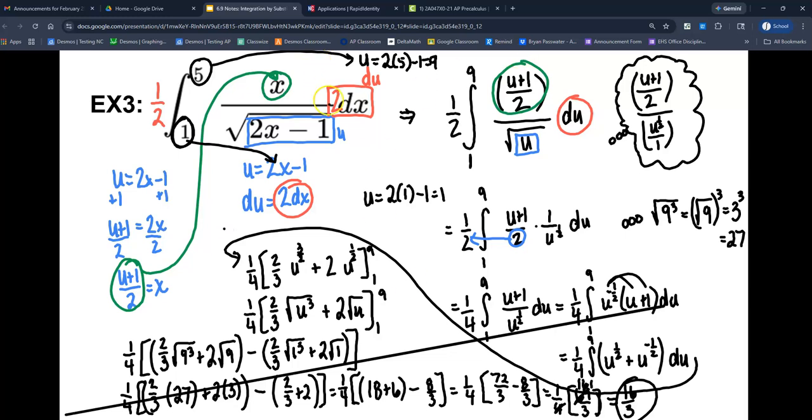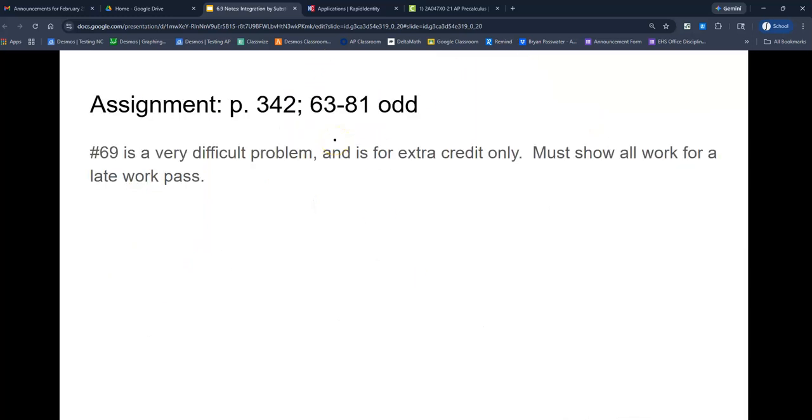All right. So your assignment is going to be from page 342. So we're going back to. It actually starts on, yeah, I guess it starts on 342. 63, 65, 67 are going to be these hard problems where you got that extra x in them.